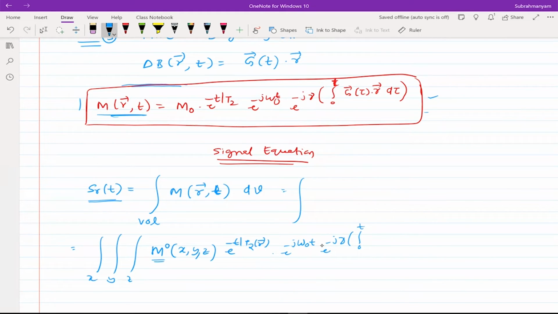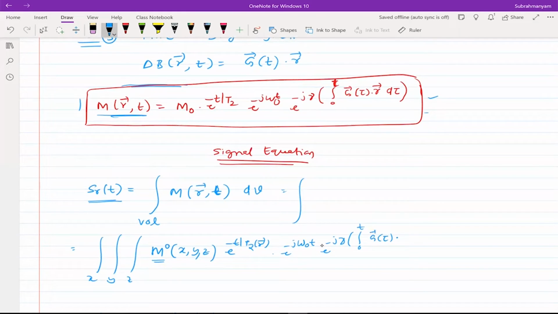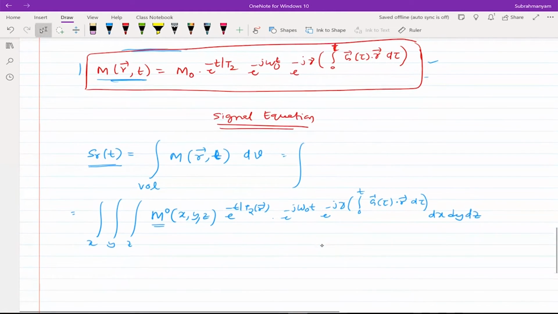Okay, G of tau. Okay, G bar, am I writing it? Okay, G bar of tau. If I'm writing it as G bar, then G bar of tau dot R bar times d tau, right? This whole into dx dy dz. That's the signal we are going to get.